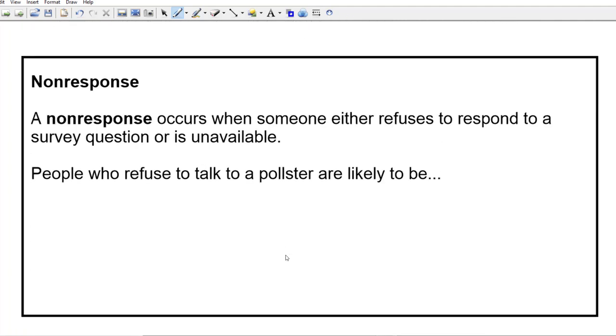A non-response occurs when someone either refuses to respond to a survey question or is unavailable. People who refuse to talk to pollsters are likely to be different than those who do not. Some may be fearful of strangers and others jealous of their privacy, but their refusal to talk will demonstrate that their view of the world around them is markedly different than those who let poll takers into their homes. Those are non-response.